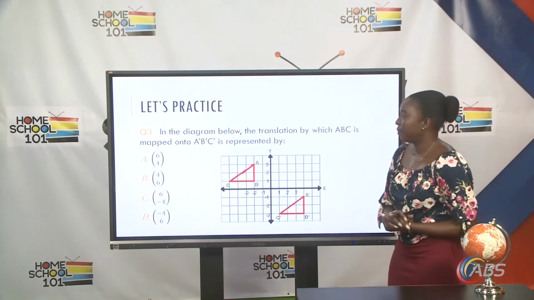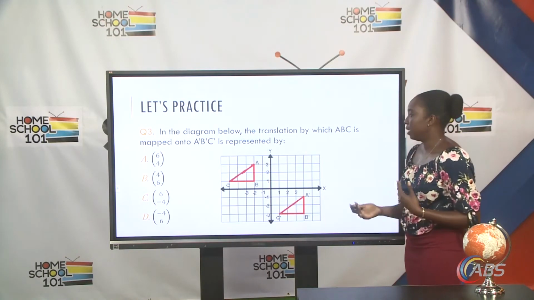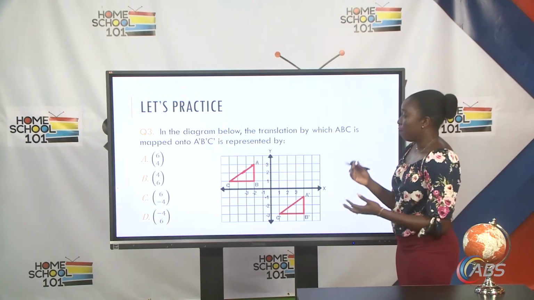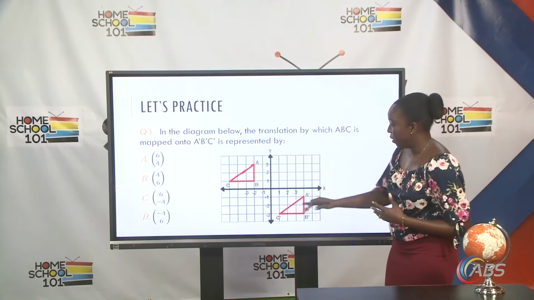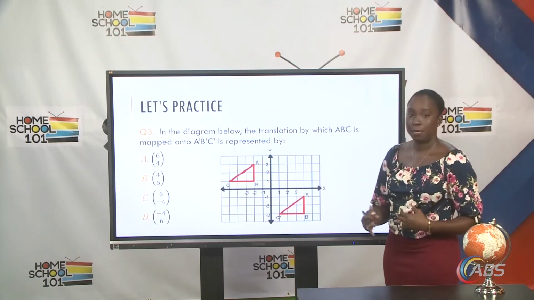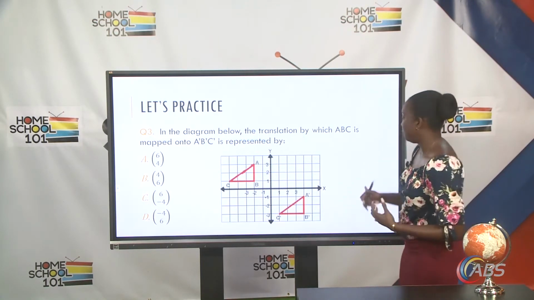Question 3. In the diagram below, the translation by which A, B, and C is mapped onto A prime, B prime, C prime is represented by, and notice all of the options there are vectors. So they want to know from the object, which is ABC, how do we get to A prime, B prime, C prime?